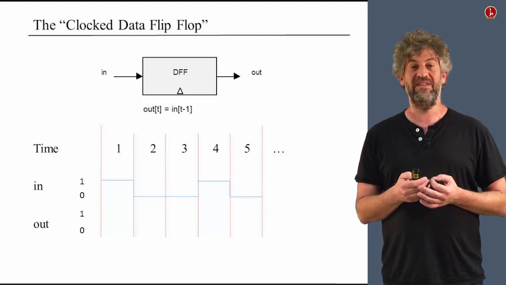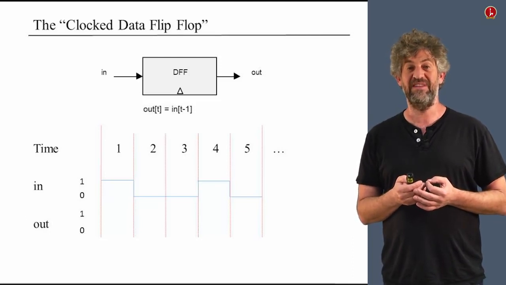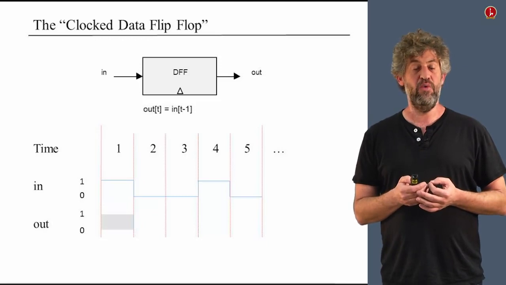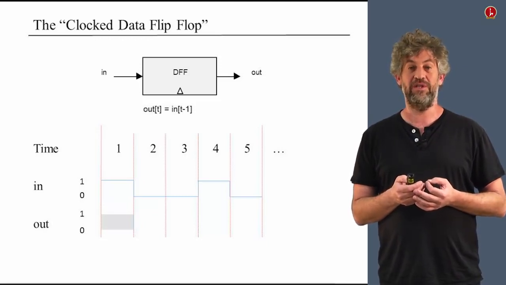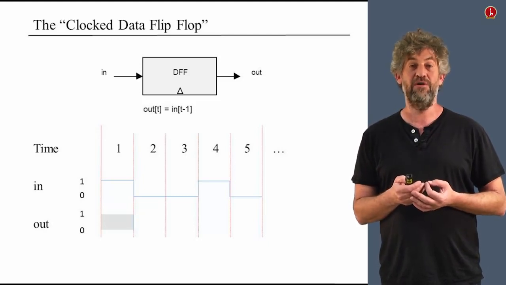Then when we look at what the D flip-flop will do, at any time unit, it will return the value that was in the input in the previous time unit. So at time 1, we don't exactly know what our output will be because we haven't specified what happened in the previous time unit. So for us, it's gray. We just don't know what the output is.